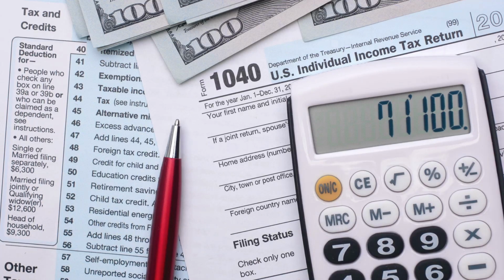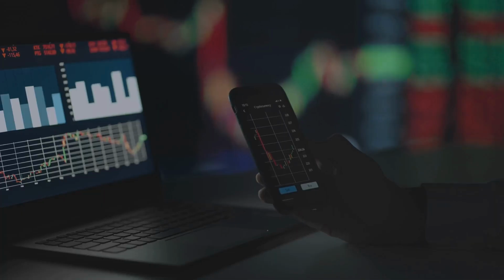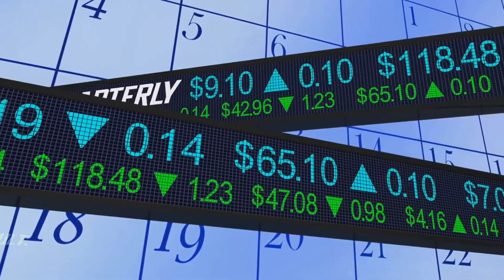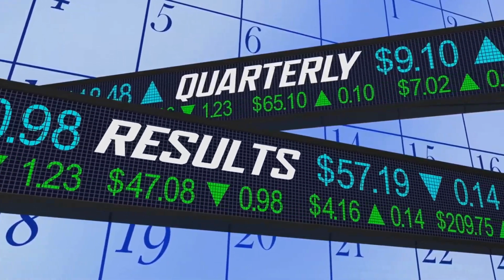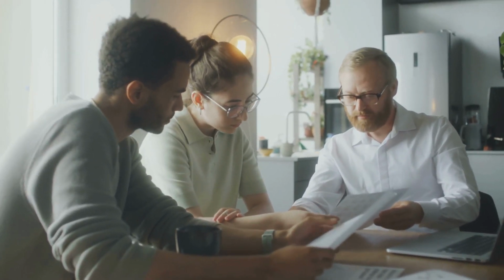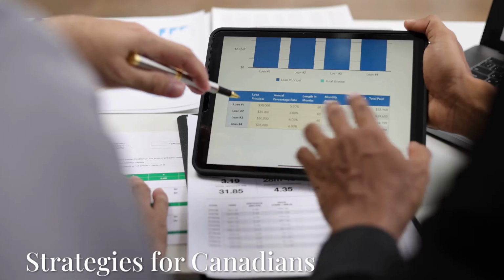Now, let's talk about how mutual funds are taxed. Mutual funds distribute income to investors regularly. These distributions can include dividends, interest, and capital gains realized by the fund. These distributions are taxable in the year they are received, even if reinvested back into the fund.